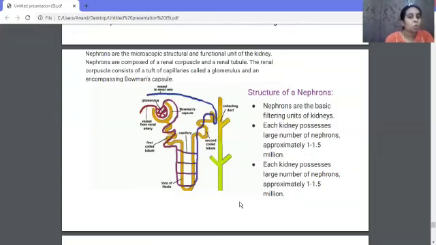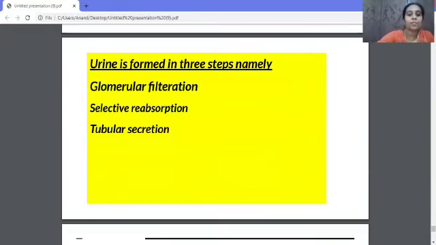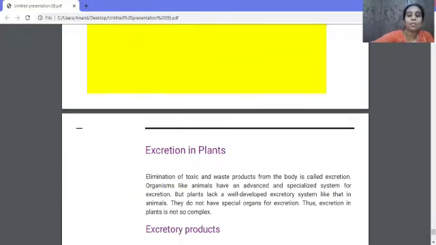And remember, what is the function of the kidney? It helps in excreting waste such as urea. It will excrete excess water. It will excrete excess salt. So we need to take care of the kidney by drinking a lot of water. So next part, we'll see how excretion takes place in plants.